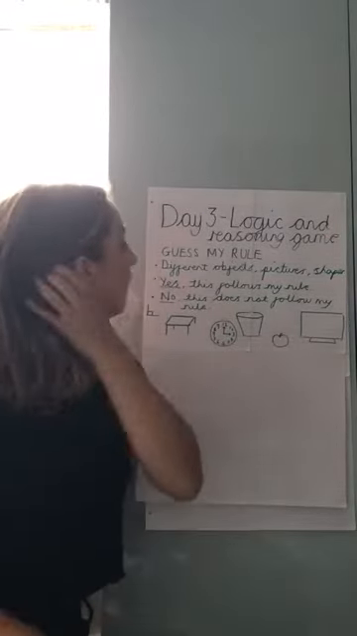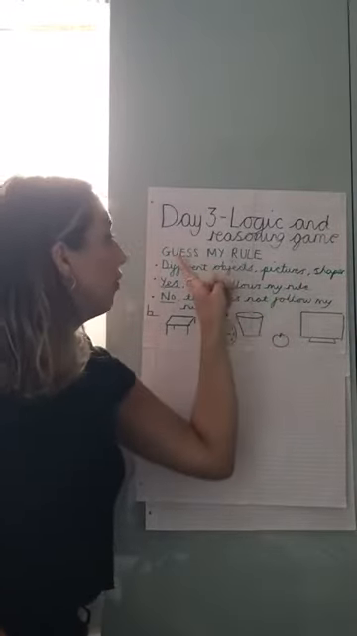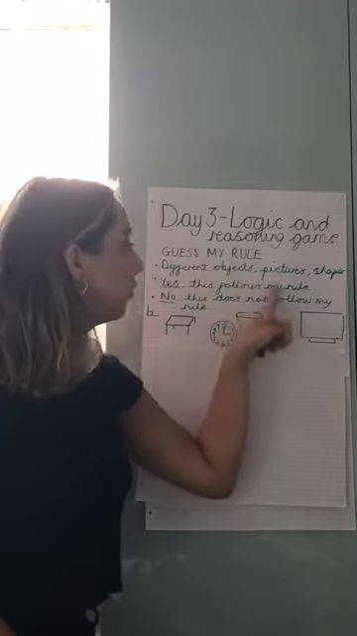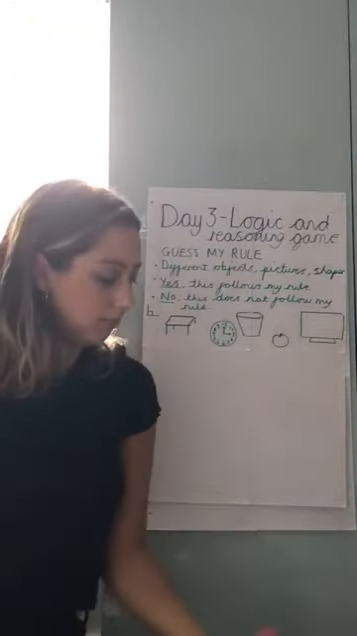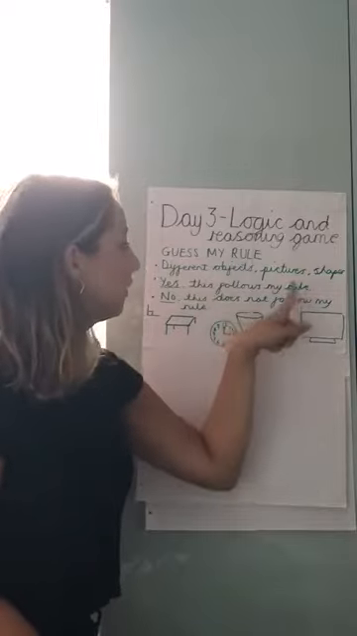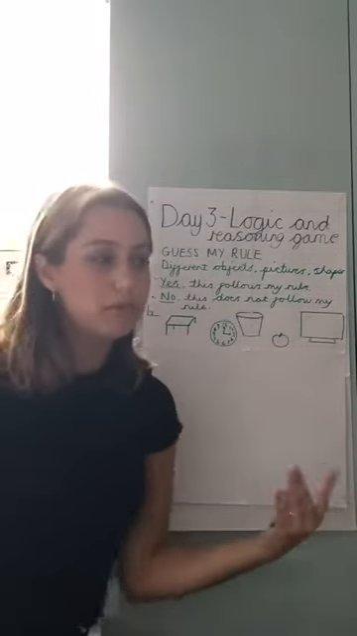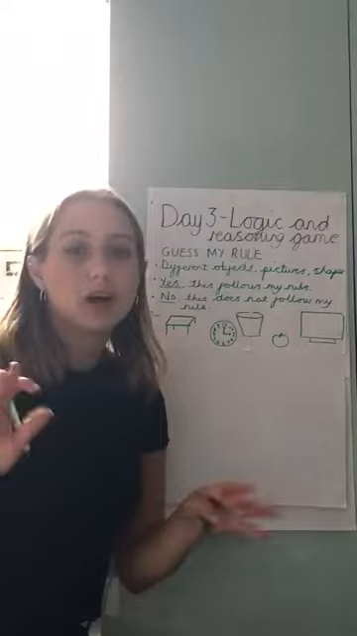Day 3 even, logic and reasoning games. So your first one is guess my rule. You're going to need a big group of different objects, pictures, shapes, could be things around the room, could be things you could pick up, and then you're going to come up with a rule.